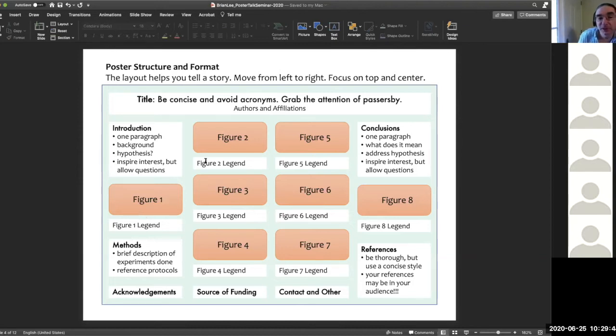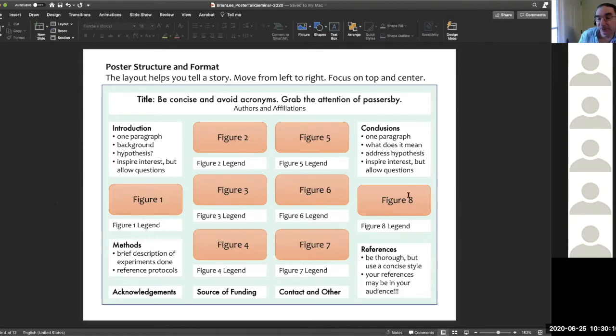But again, it's important for the figures and how they're laid out to tell a story. So if you start with the results here in figure 2 and then go through 3, 4, 5, 6, and 7, someone should be able to walk up to your poster, and just by looking through those figures, they should have a general idea of what your research is and what you found, what your results are. And then you can explain in more detail when you do the presentation.